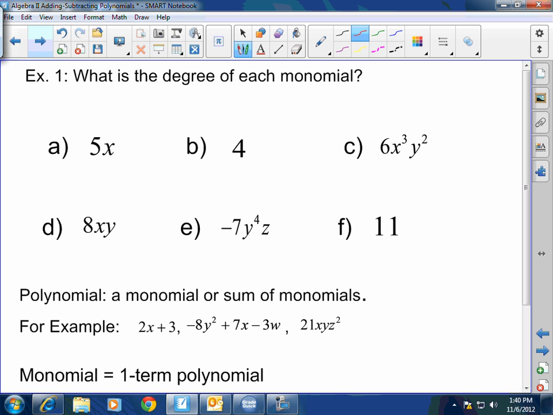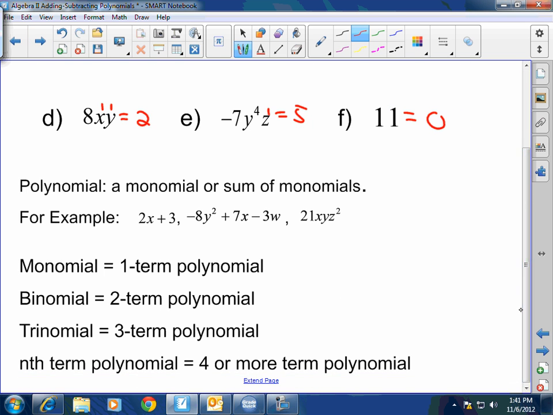For example, what is the degree of each monomial? Okay, what's the degree here? 1. 5 has 0, but x is a degree of 1. So this has a degree of 1. How about b? That has a degree of 0 because it's a non-zero constant. How about c? Yes, because 3 plus 2 is 5, so that's a degree of 5. Awesome. How about d? That's a degree of 2 because 1 plus 1 is 2. Here, what's my degree? Yes, because 4 plus 1 is 5. What's my degree? 0. Awesome. Does that make sense so far? Awesome. Okay.